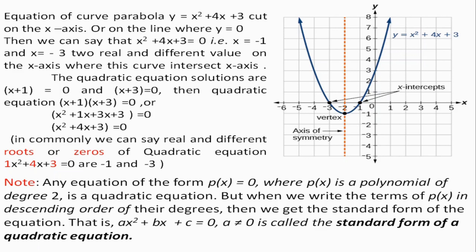If a equals 0, then this equation will not be a quadratic equation. It becomes a linear equation. So a should not be equal to 0. b may be 0, don't bother. c may be 0, don't bother. But a should not be equal to 0. This is a very important thing to remember.